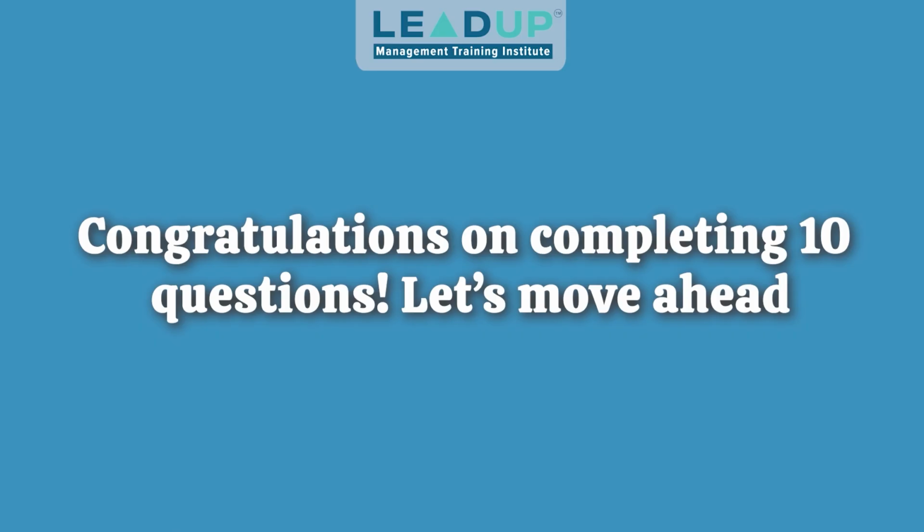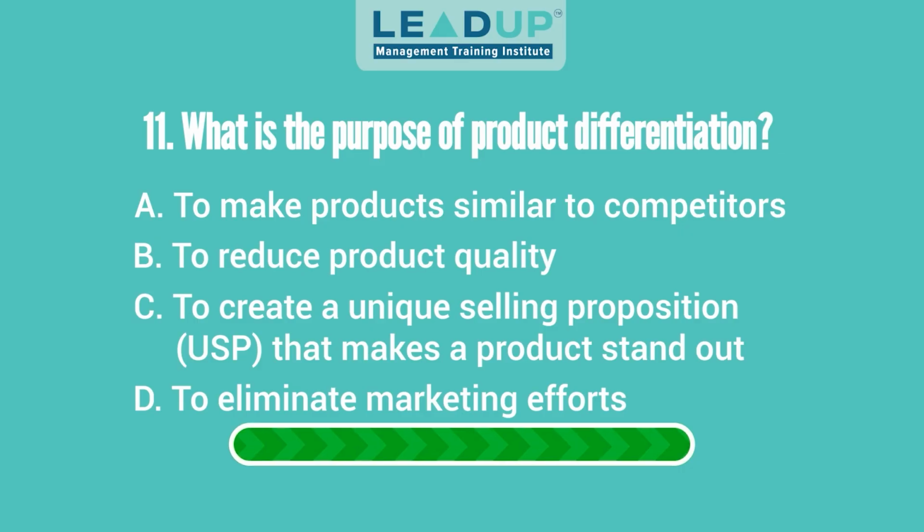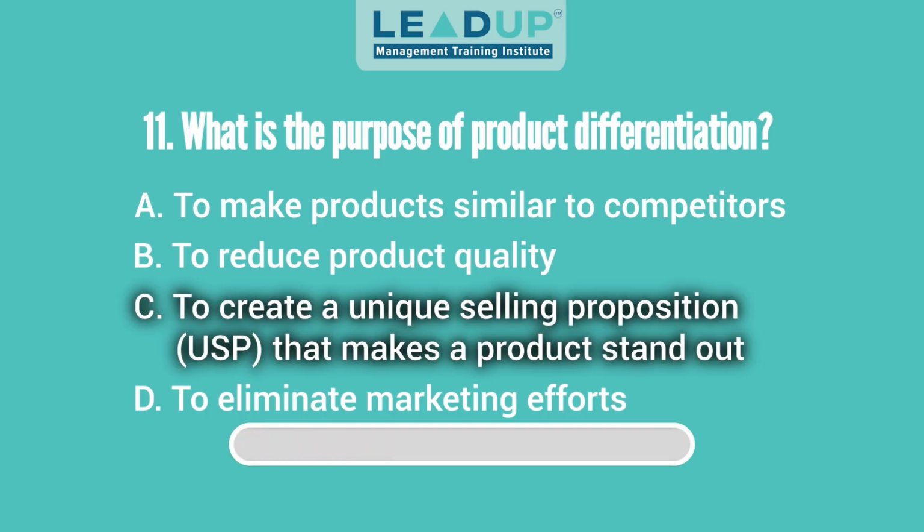Congratulations on completing 10 questions. Let's move ahead. Question 11. What is the purpose of product differentiation? A. To make products similar to competitors. B. To reduce product quality. C. To create a unique selling proposition, USP, that makes a product stand out. And D. To eliminate marketing efforts. Answer: to create a unique selling proposition, USP, that makes a product stand out.